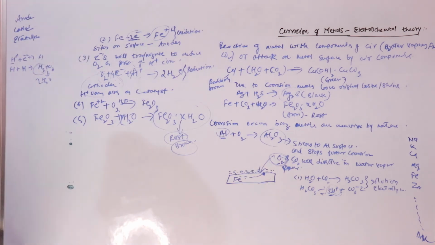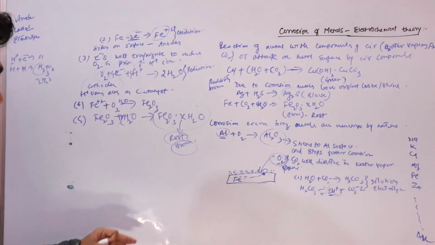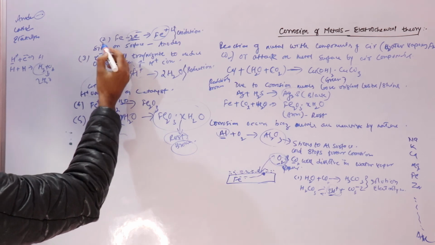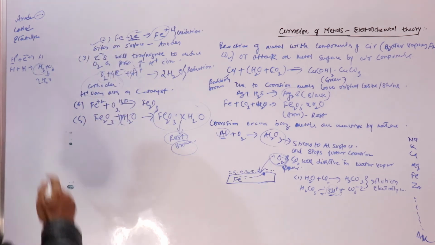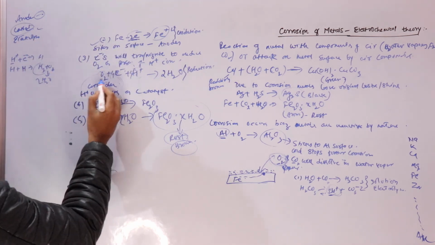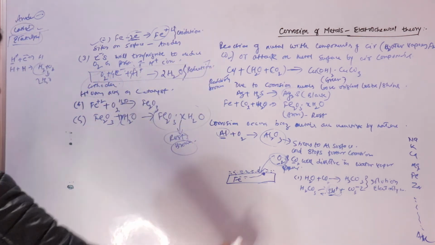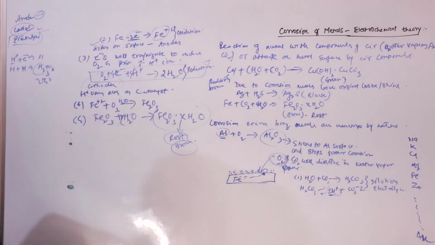So this is your electrochemical theory. Based on the electrochemical theory, we have explained the corrosion of metals. Here the anode is the site where the oxidation reaction has taken place, the cathode is the site where the reduction reaction has taken place, and your electrolyte is a solution of carbonic acid. And I hope all this is clear to you.